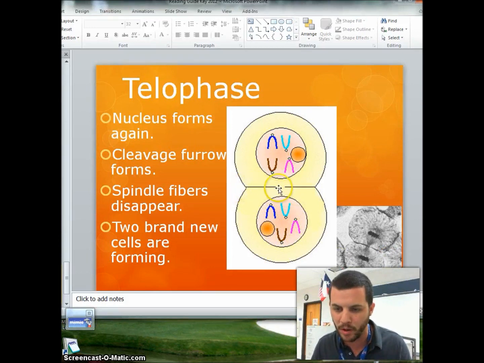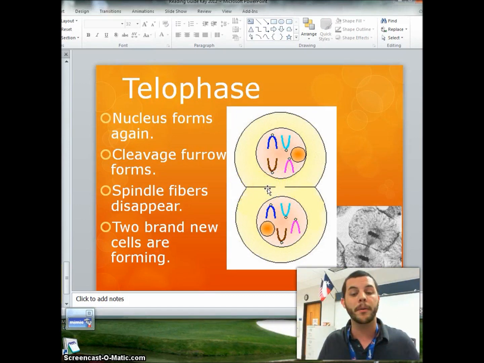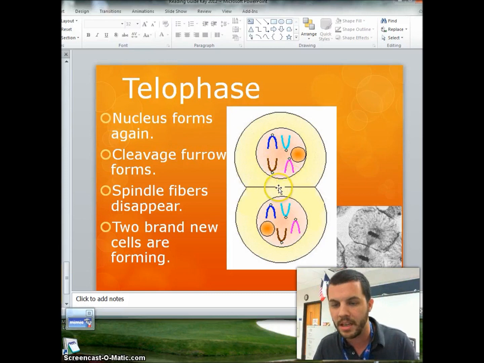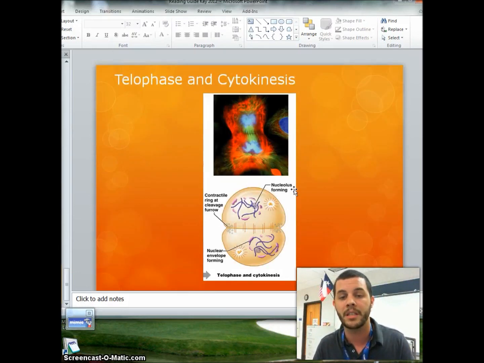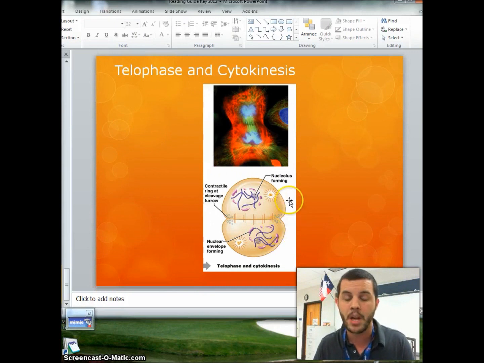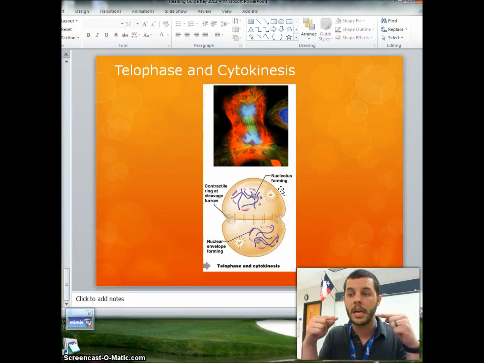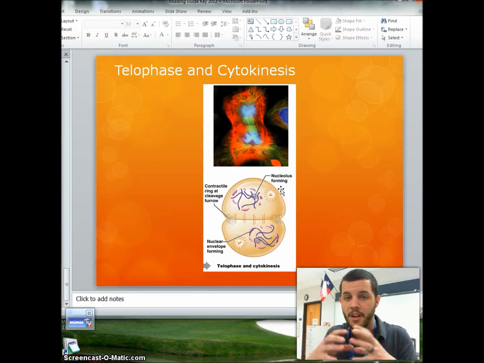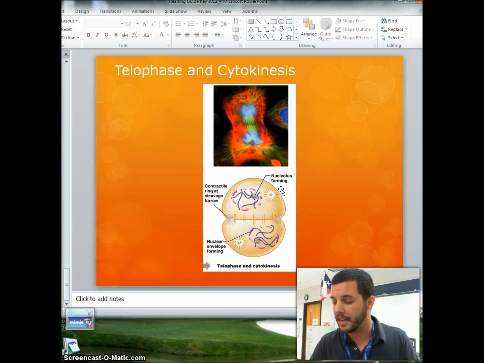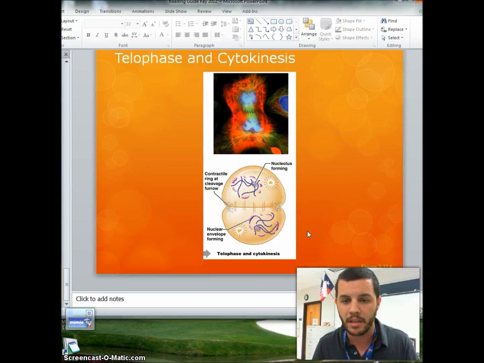Okay, notice we've only got a little bit of attachment here, okay? And the rest of this has already started to reform plasma membrane, okay? Your spindle fibers are going to disappear. Now we've got two new cells that are hanging out, doing their thing until that cleavage furrow goes all the way across, and then what happens? Cytokinesis, okay? Once that cleavage furrow completely is shut off and you've got two new cells, that is cytokinesis.